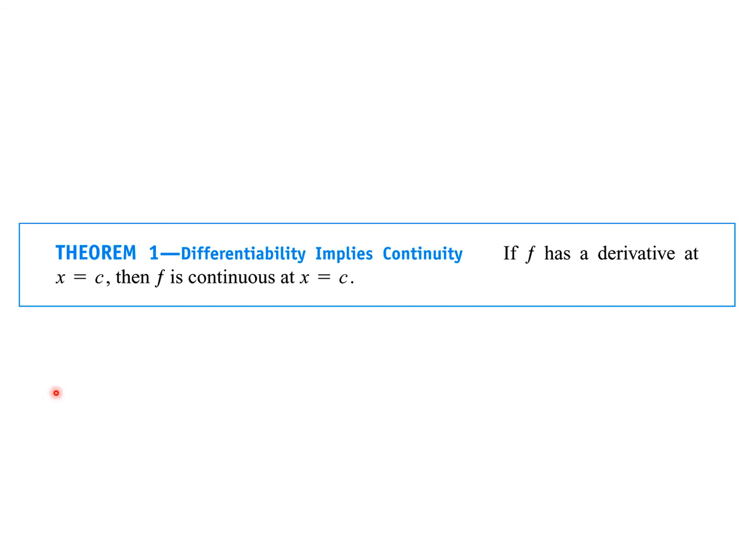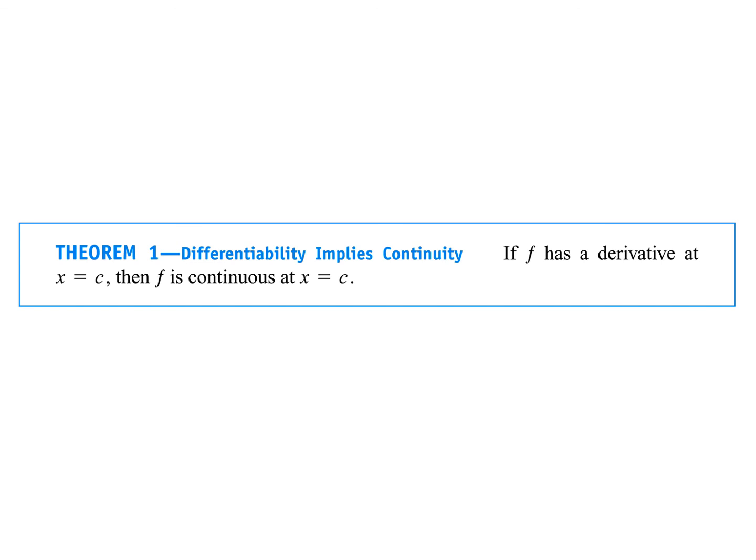Now we will go through the theorem of differentiability, and this theorem states differentiability implies continuity. If f has a derivative at x equals c, then f is continuous at x equals c. And this is clearly very necessary and important.